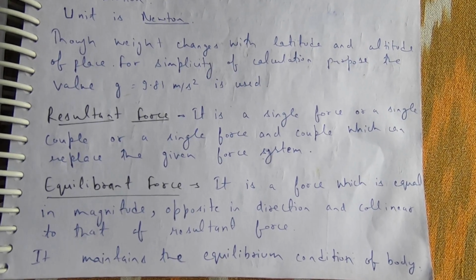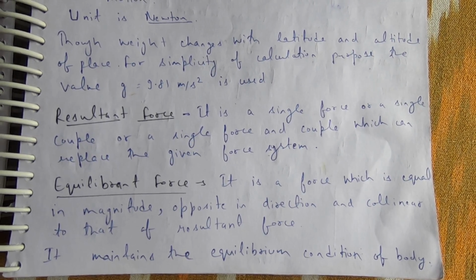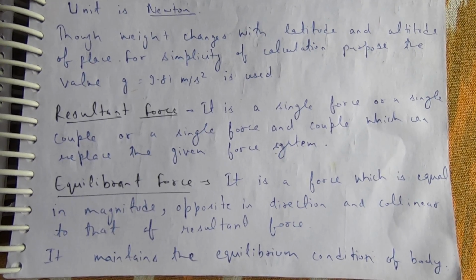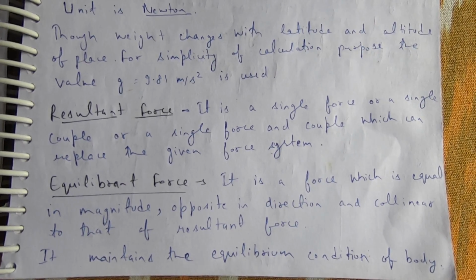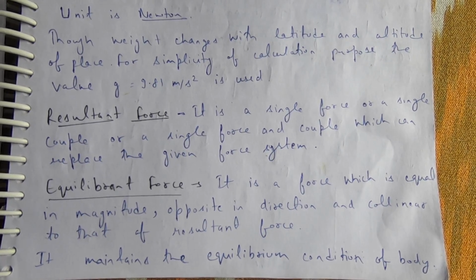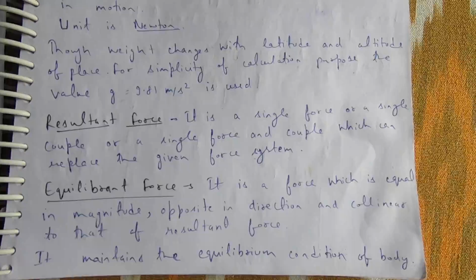Resultant force: it is a single force or a single couple or a single force and couple which can replace the given force system. Equilibrant force: it is a force which is equal in magnitude, opposite in direction, and collinear to that of the resultant force. It maintains the equilibrium condition of the body.